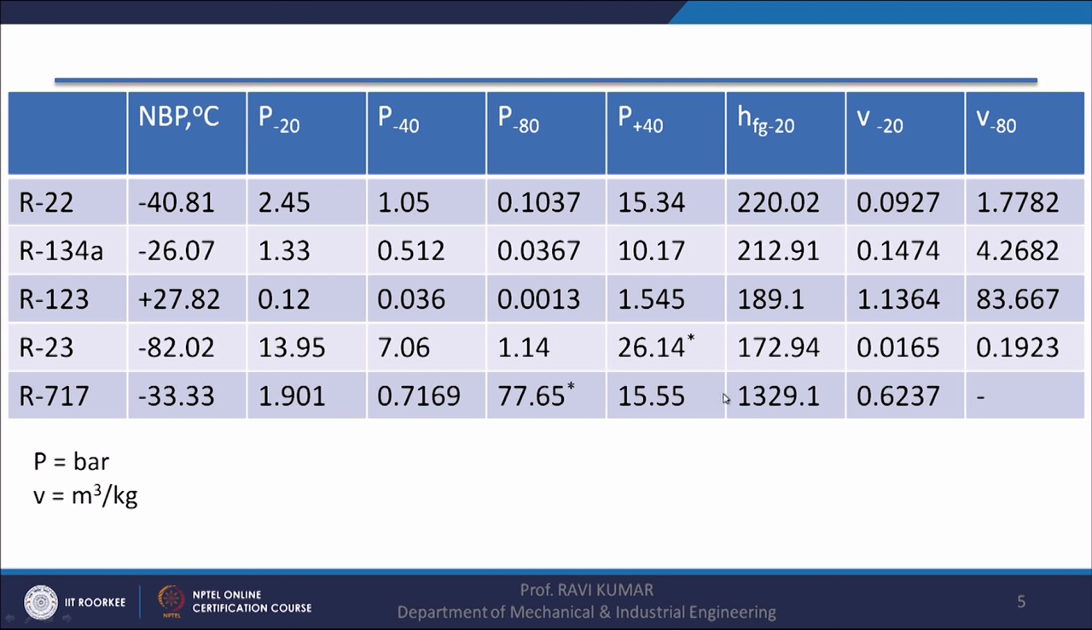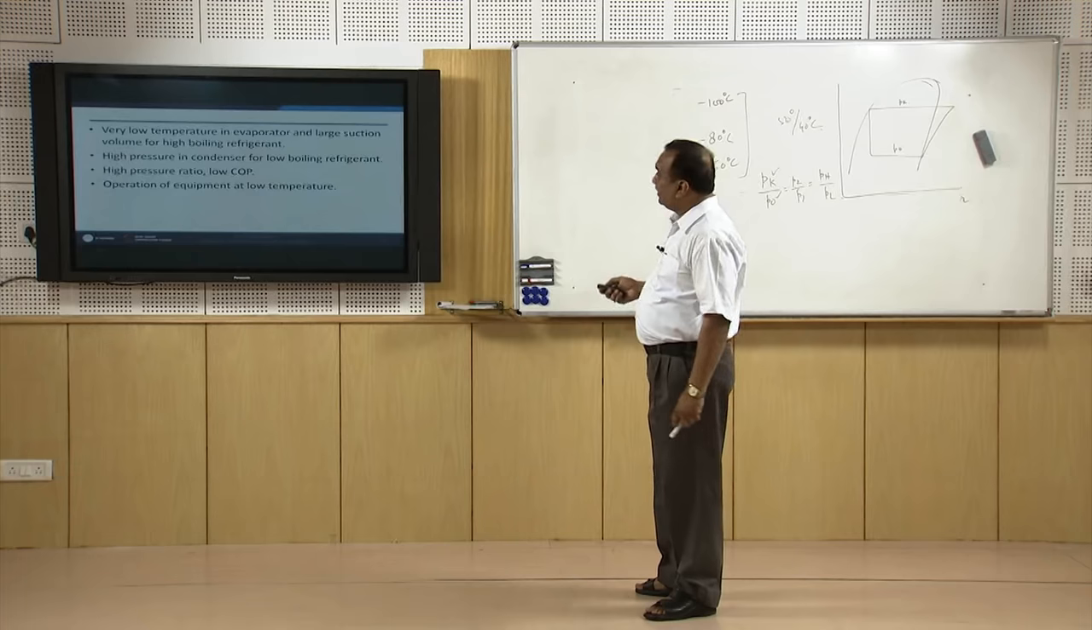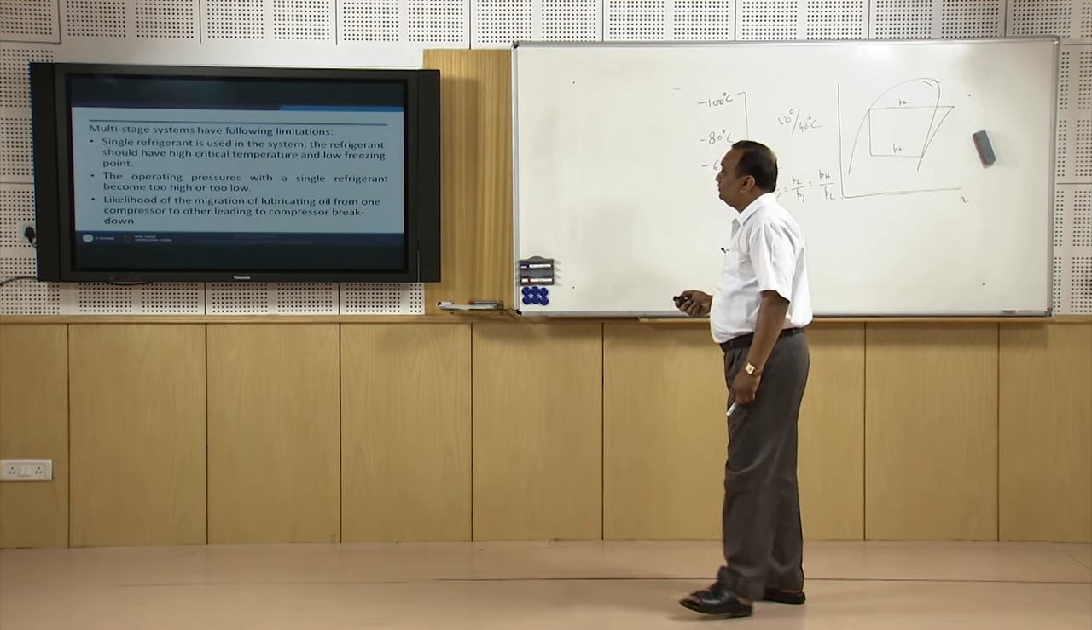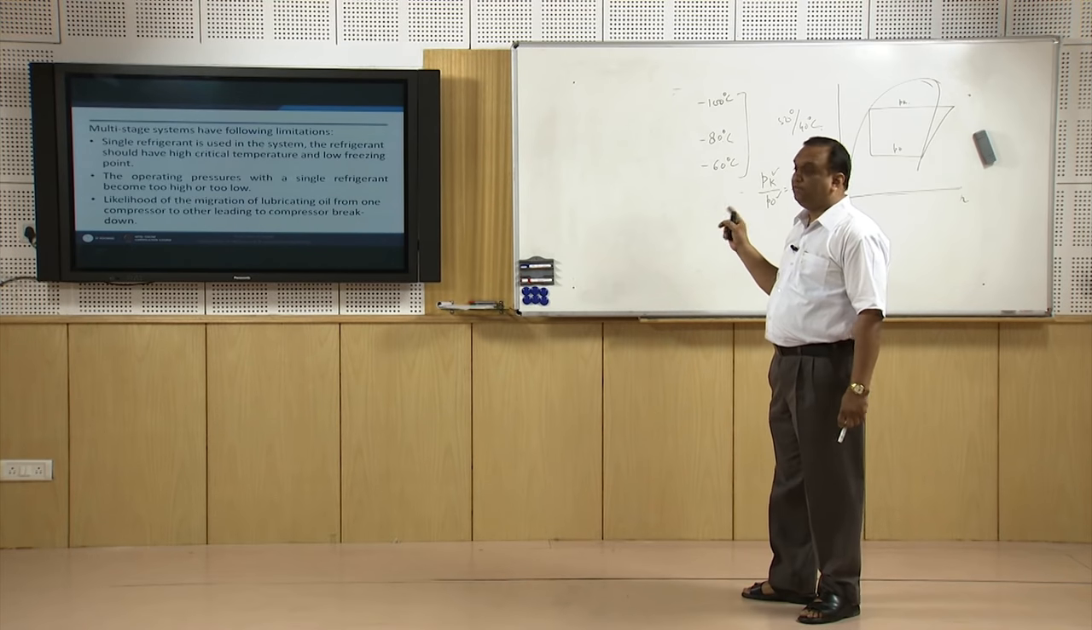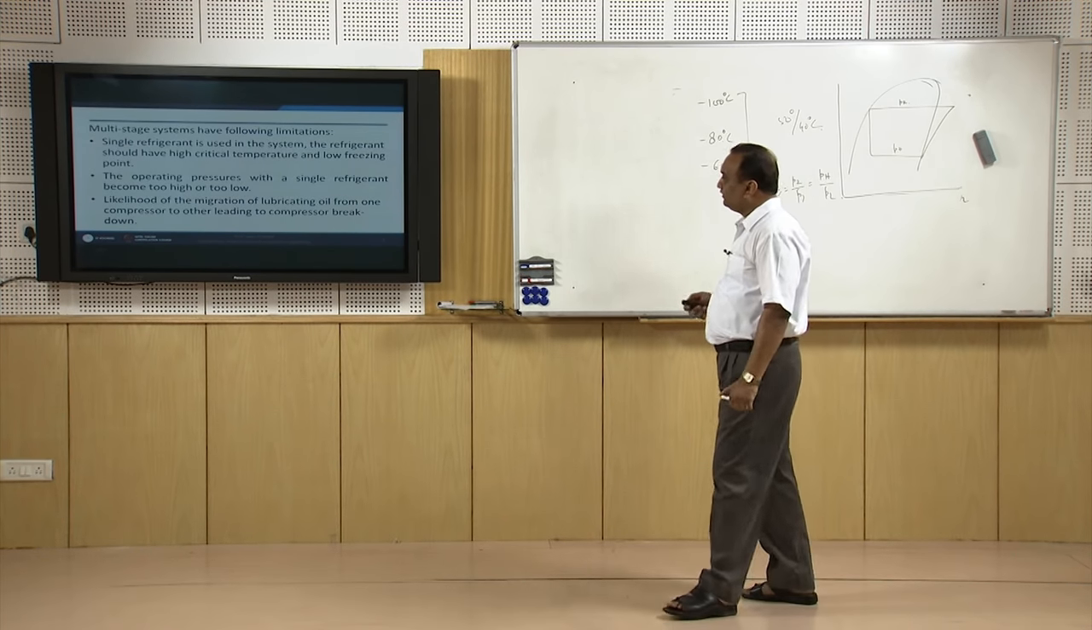Same is the case with ammonia. So, you take any refrigerant. We can see that for any refrigerant, if we have to deal with a very high range of evaporator and condenser temperatures, let us say minus 100 to 50 degree centigrade, the difference is approximately 150 degree centigrade, one refrigerant cannot work. And there are many other reasons for going for a cascading system. I am just justifying why we should use a cascading system.